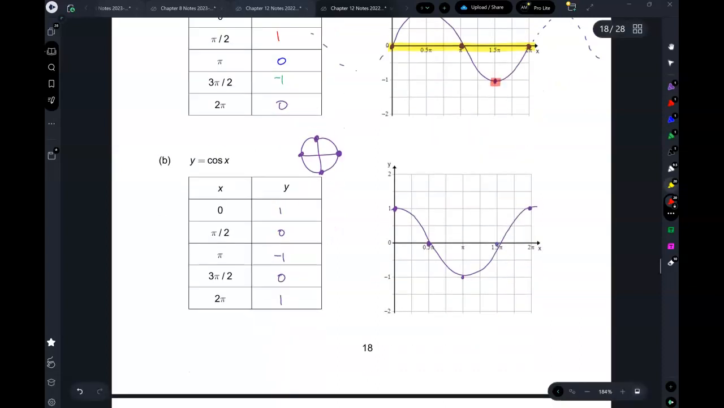Same with this. It goes as high as 1 and as low as -1. And it oscillates around this axis. So it goes from the maximum, 0, minimum, 0, maximum. So up, down, up, down, up, down. Okay?